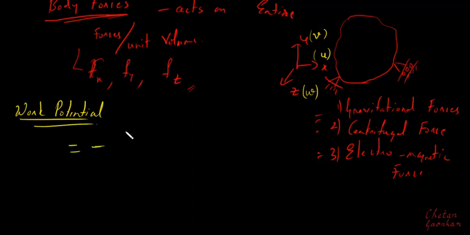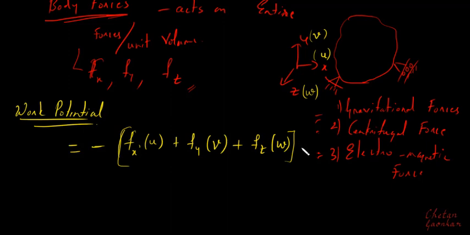in work potential as minus of this body force in the x direction multiplied by the displacement or deformation in the x direction, that is u, plus fy multiplied by v, plus fz multiplied by w, and this whole is multiplied by the volume dv, right? Force into displacement is nothing but the work done, but this work is only in the x direction. Since body forces act on the entire body, its components fx, fy and fz will have to be multiplied by the corresponding displacements u, v and w in their respective directions. So this force multiplied by the corresponding displacement will give us the work done on the system. And this whole term is multiplied by dv because these forces are acting per unit volume.